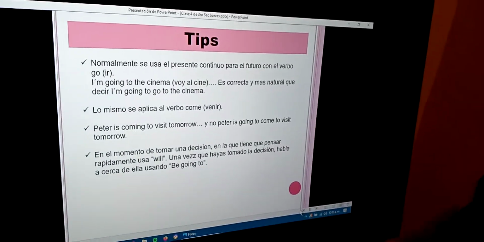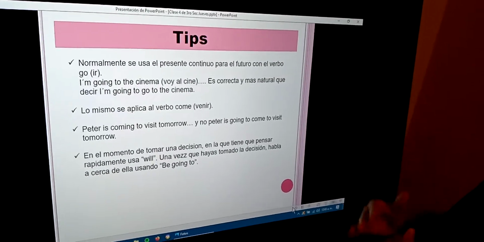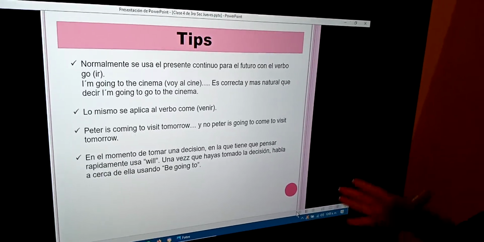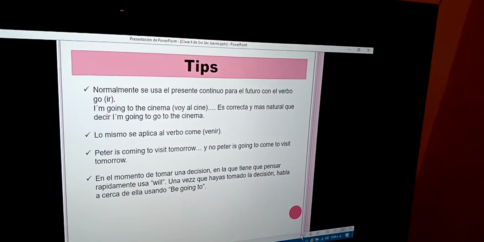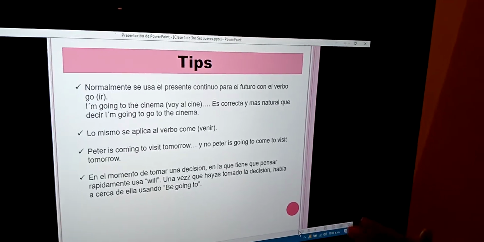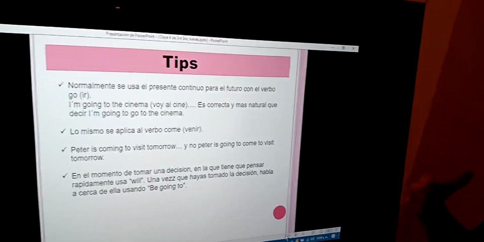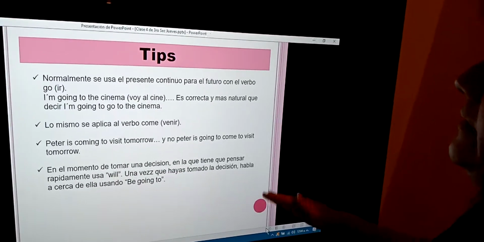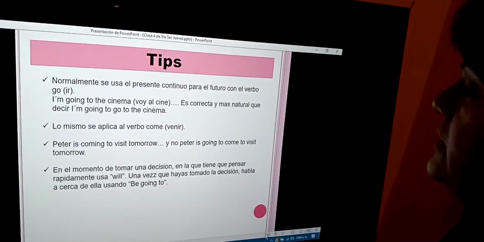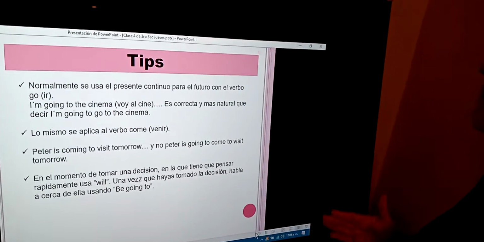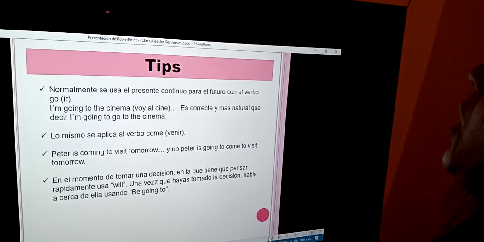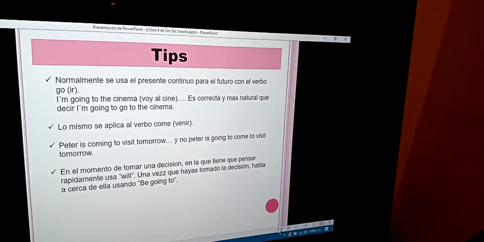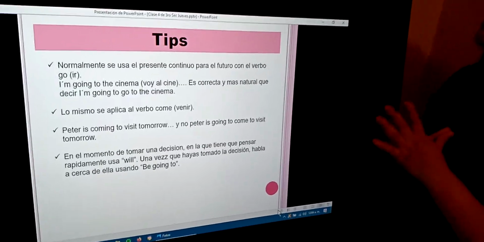Ok? The next, el mismo se aplica al verbo come, que viene español, venir. The next is Peter is coming to visit tomorrow. ¿Sí? And no Peter is coming to come. No Peter is going to come to visit tomorrow. ¿Ok? And then, en el momento de tomar una decisión en la que tiene que pensar rápidamente, usar el will. Una vez que hayas tomado la decisión, habla acerca de ella usando be going to. ¿Ok?